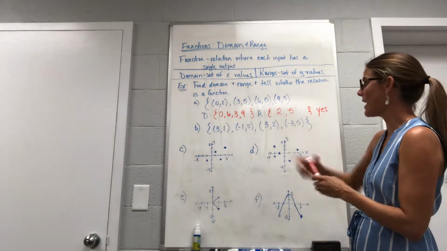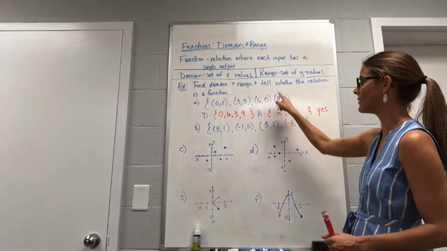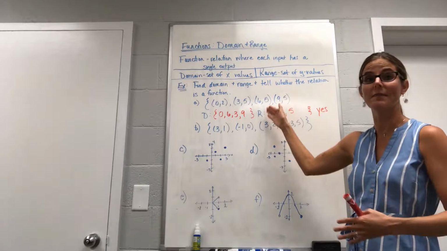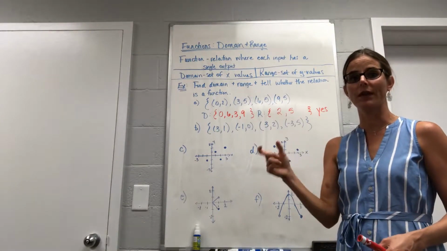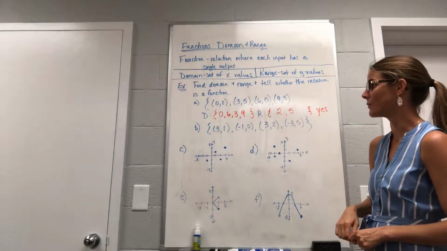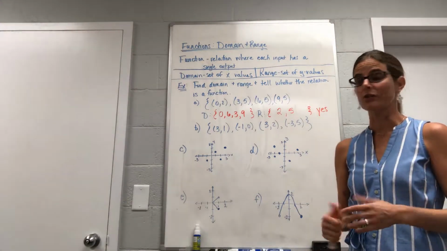You will notice that we have a repeating 5. The y value of 5 is mapped to more than one x value. That's fine. It can go in that direction. We just don't want the input to have more than one output in order to be a function.